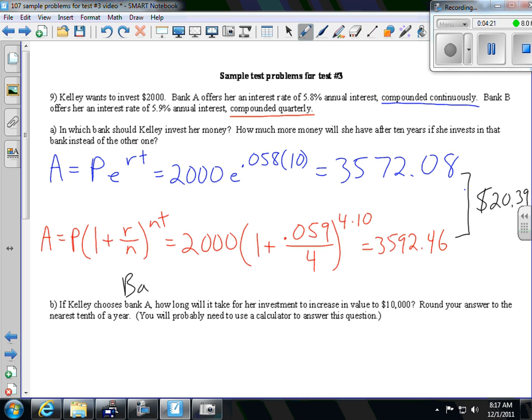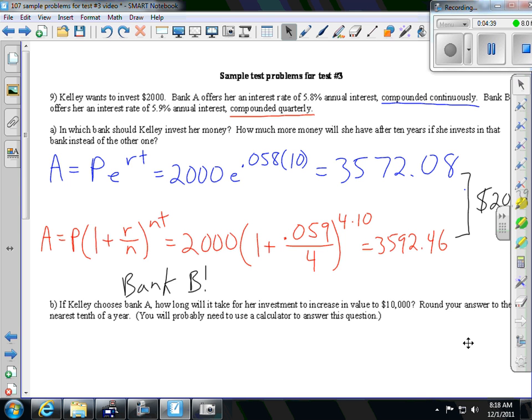So in this case, Bank B is better. Part B. If Kelly chooses Bank A, how long will it take for her investment to increase in value to $10,000? Round your answer to the nearest tenth of a year. You will probably need to use a calculator to answer this question. Let's see if we can write an equation, and then we'll go to our calculator.